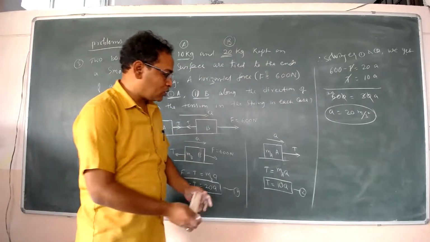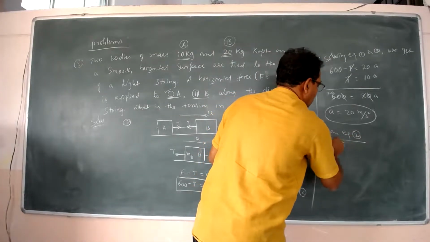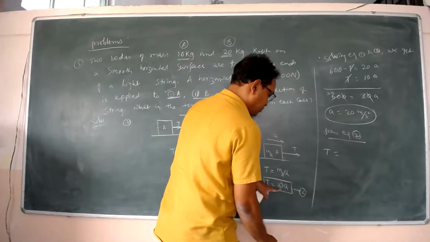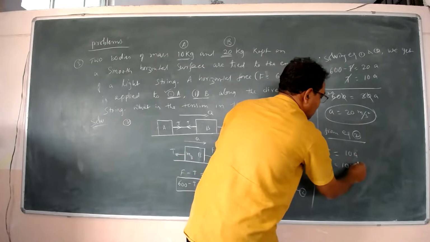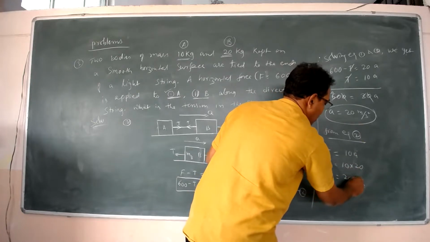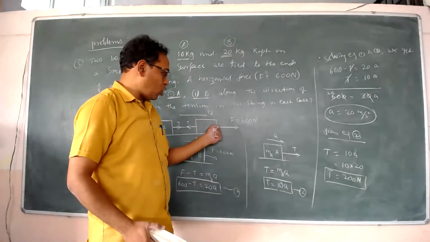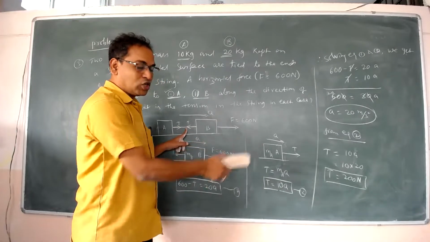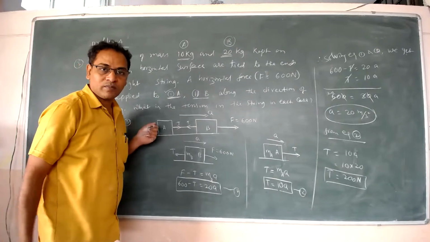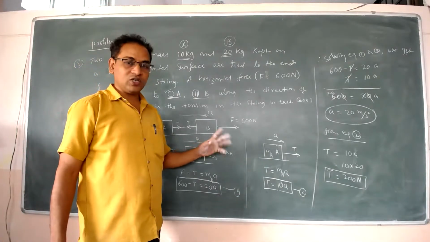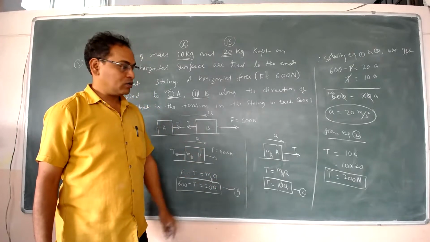Now see what the tension is. From equation 2, tension T is equal to 10 into A, that is 10 into 20, that is 200 Newton. So when you apply a force on B, the tension in the string is 200. If you apply the force at A, the tension we got was 400. So in this case it is 200. This is how we can calculate the tension or acceleration of this string.